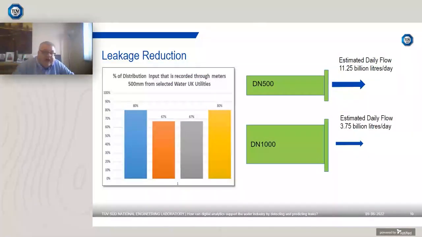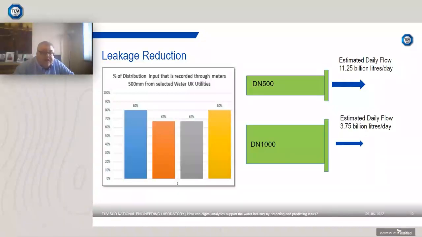If we look at the UK, it's been estimated that within the UK water network, 75% of water going into the system passes through flow meters of 500 millimetres or greater, and 25% through meters of 1,000 millimetres or greater. So this represents about 11.25 billion litres a day going in 500 millimetre flow meters and 3.75 billion litres per day in the larger pipe diameters.